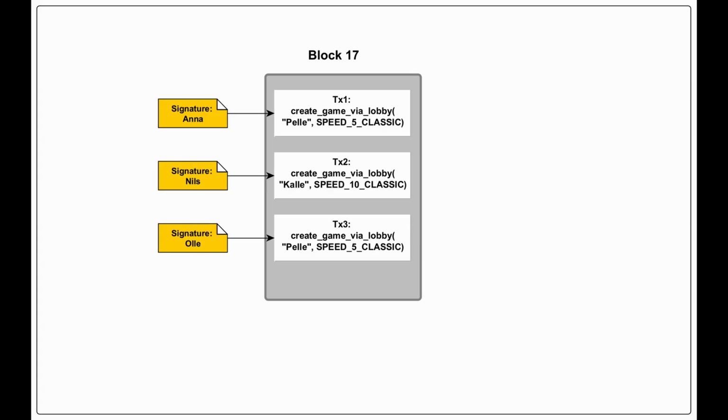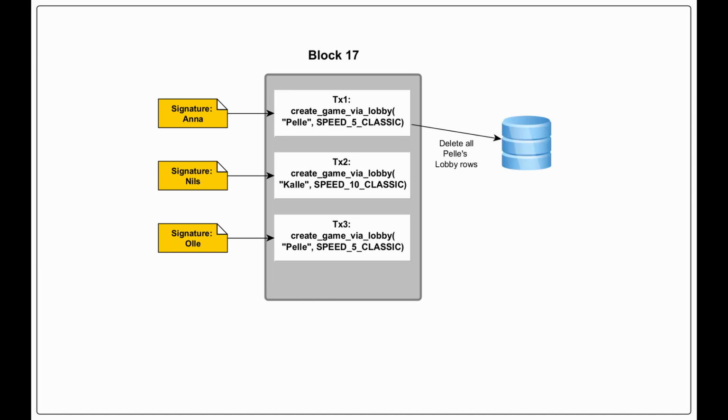Let's take a look at block execution. Say that we have 3 transactions in block 17. First, Anna wants to play Pelle in a 5 minutes game. Then Nils wants to play Kalle in a 10 minutes game. Last, I want to play Pelle. When this block is executed, this will happen.